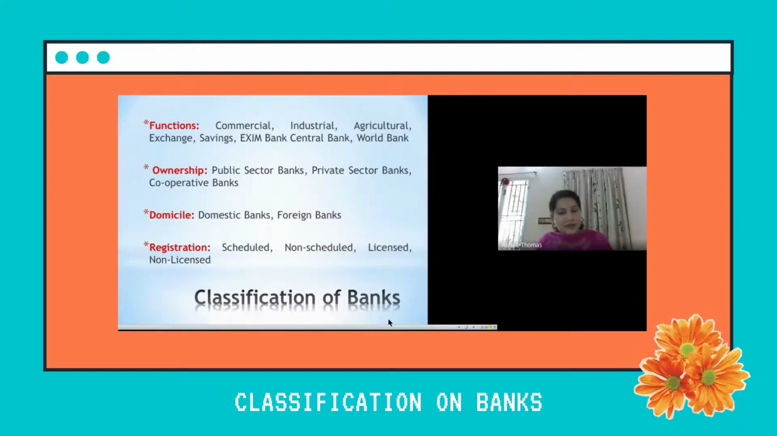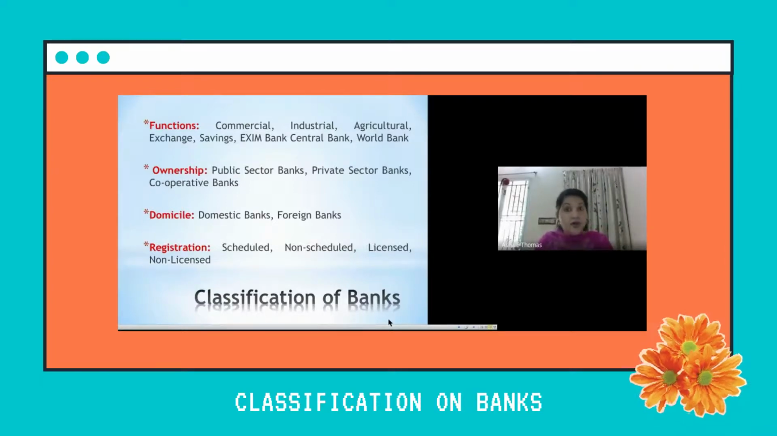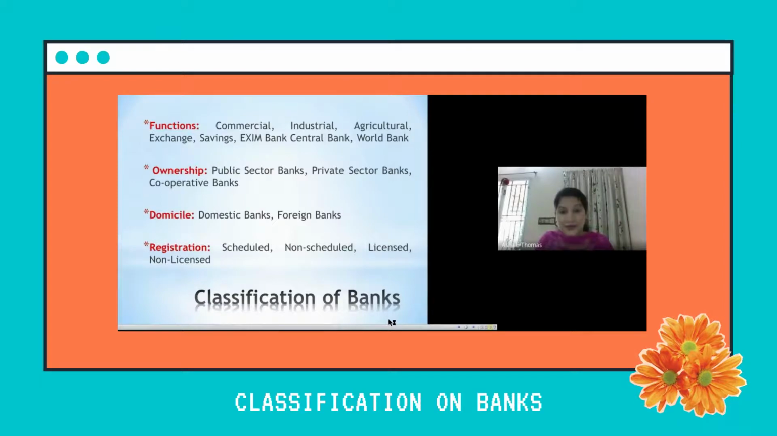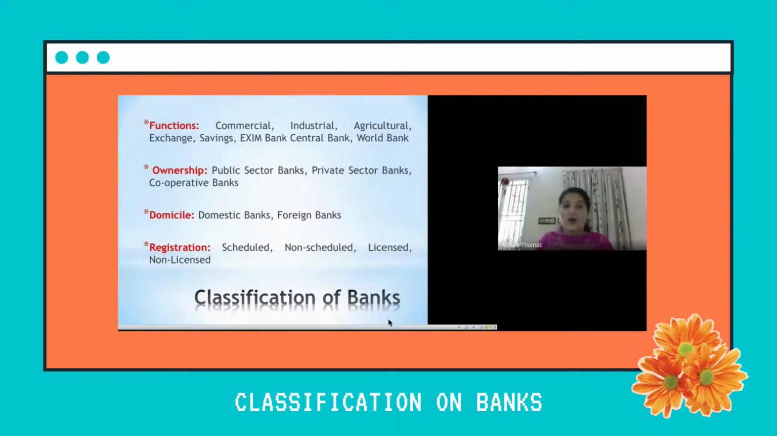So in public sector banks, the majority of the ownership is held by the government. Regional rural banks and all the nationalized banks come under public sector banks. Then private sector banks, where the majority of the ownership is held by private individuals or corporations. And the last part, the majority of the ownership of cooperative banks is held by cooperative societies. They are owned and operated by cooperative societies.